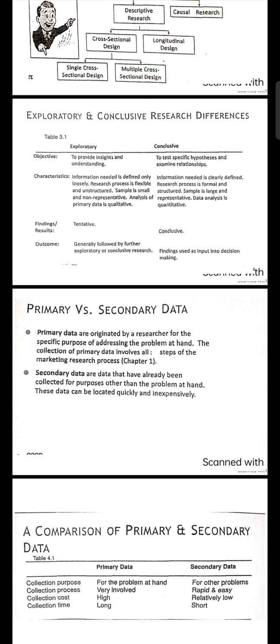So the findings and results will be conclusive. It will be very clear and conclusive. That means you will get very clear results and outcomes out of the big data, a large sample of the data. The outcomes will be findings used as an input into decision making. So they use the big sample, a large number of data, to make decisions on the marketing side.